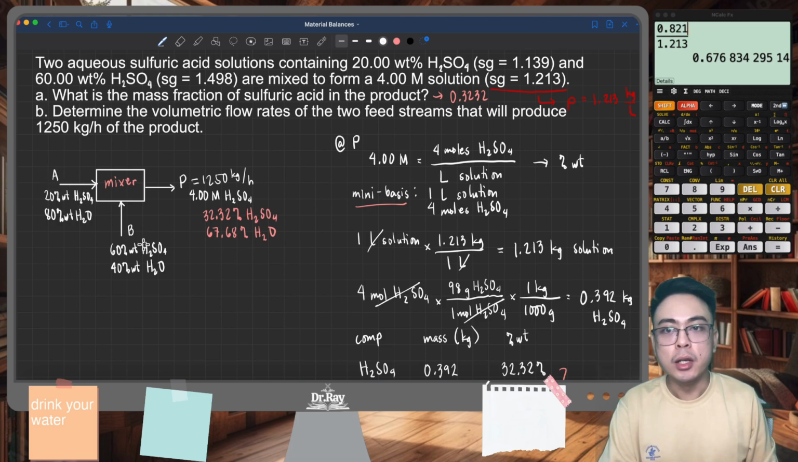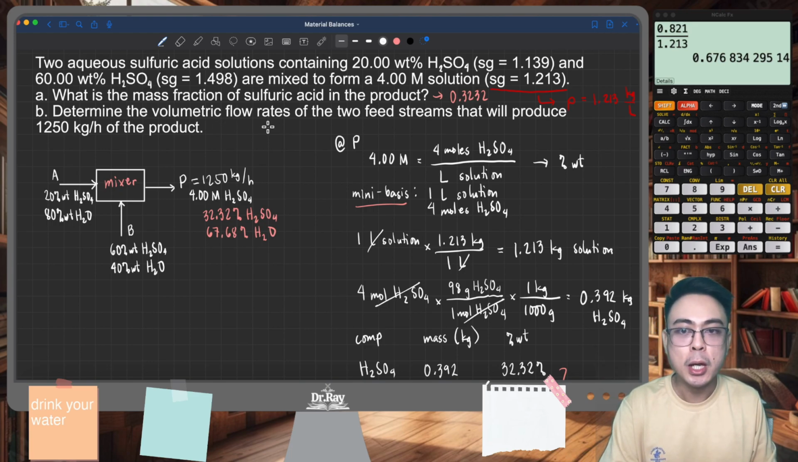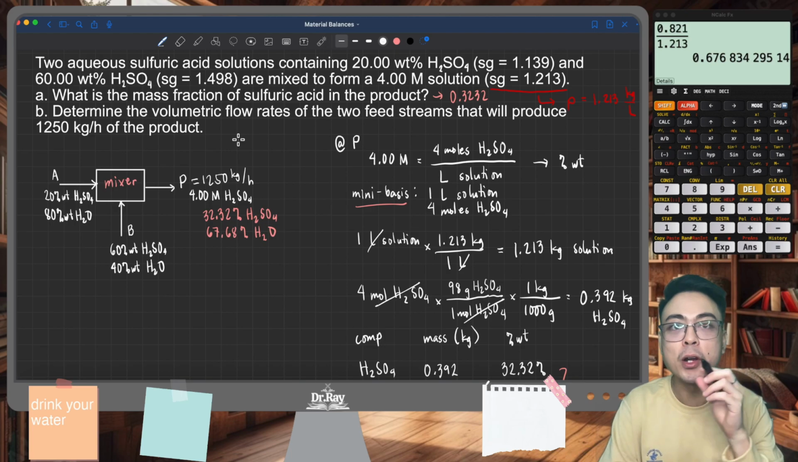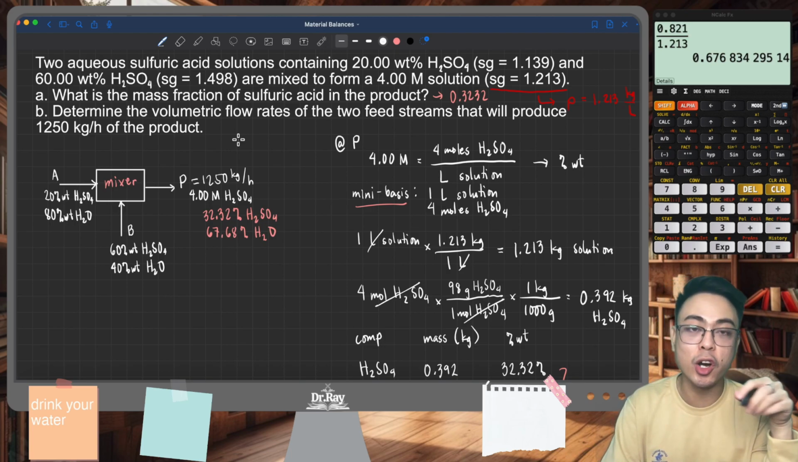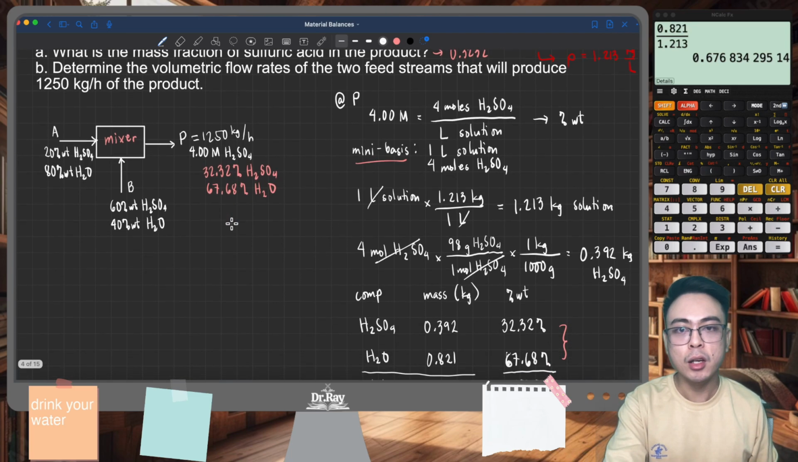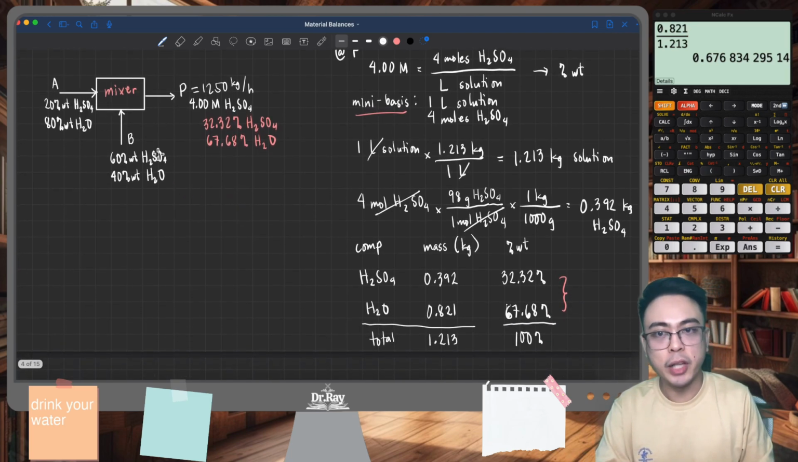Now, the flow rates that we are looking to find are volumetric flow rates, but what we are able to get from the material balances are mass flow rates, because remember that material balances are mass balances. They are not volume balances. Okay, so let's first perform the mass balances and then later on convert the mass flow rates to volumetric flow rates. Let's proceed with this diagram.